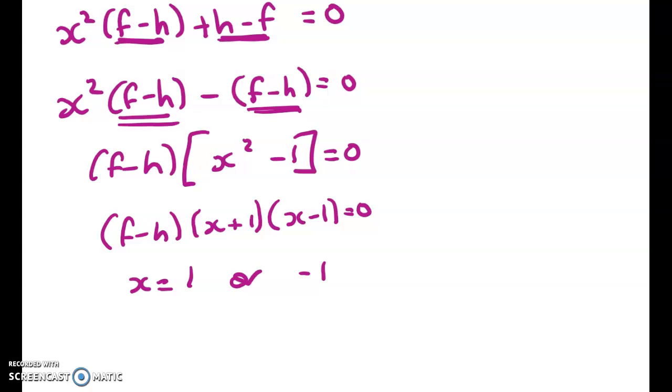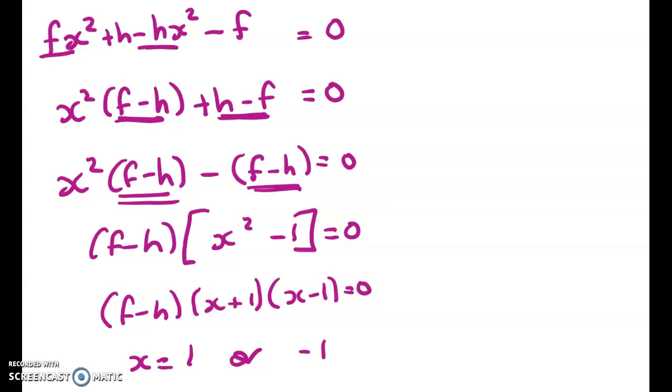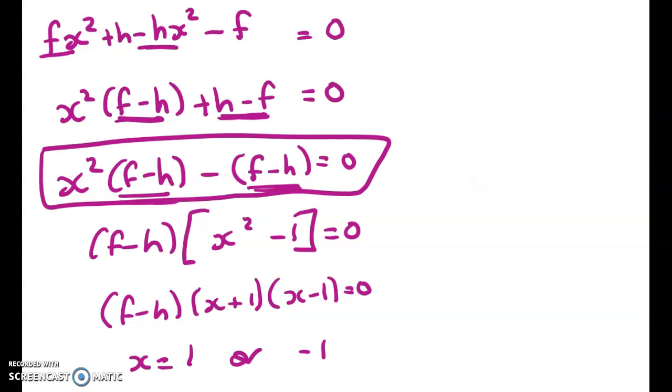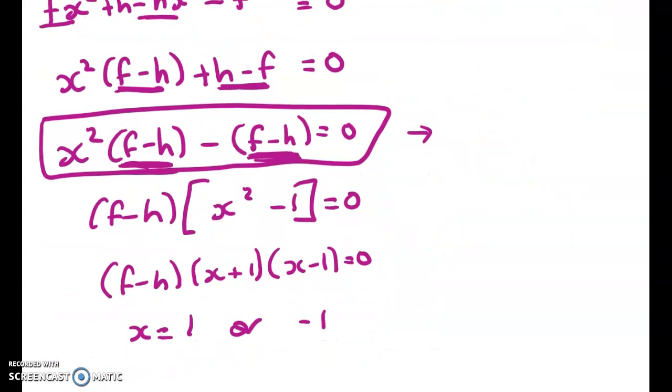Right, method 2 is to go back to, let's just go back to here. Right, so suppose you'd gone the same way until that point. You don't have to use difference of 2 squares. You could use the common factor here and just divide both sides through by that common factor. And you can do that because we've assumed that f is not equal to h. Right, so dividing through gives me x squared minus 1 is equal to 0, and then we continue in the same way.